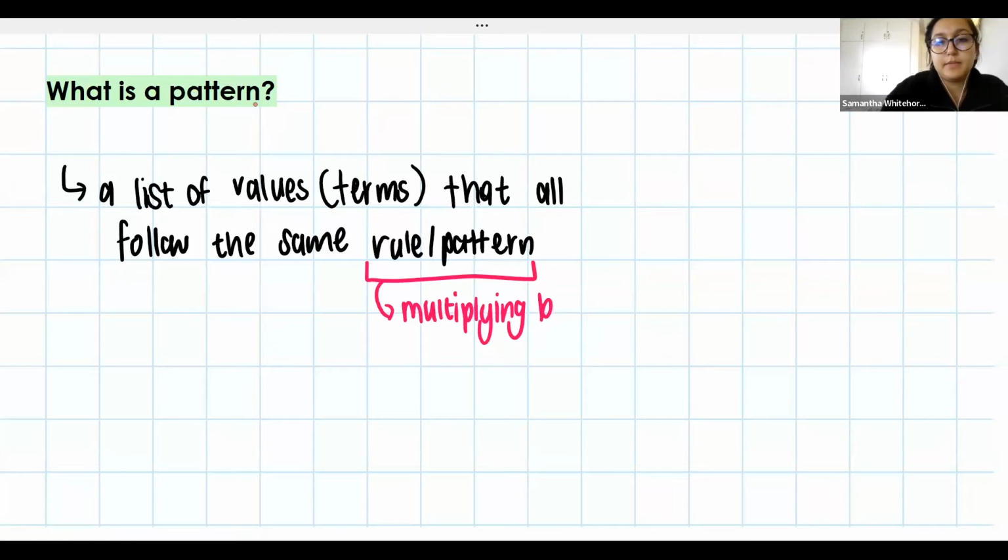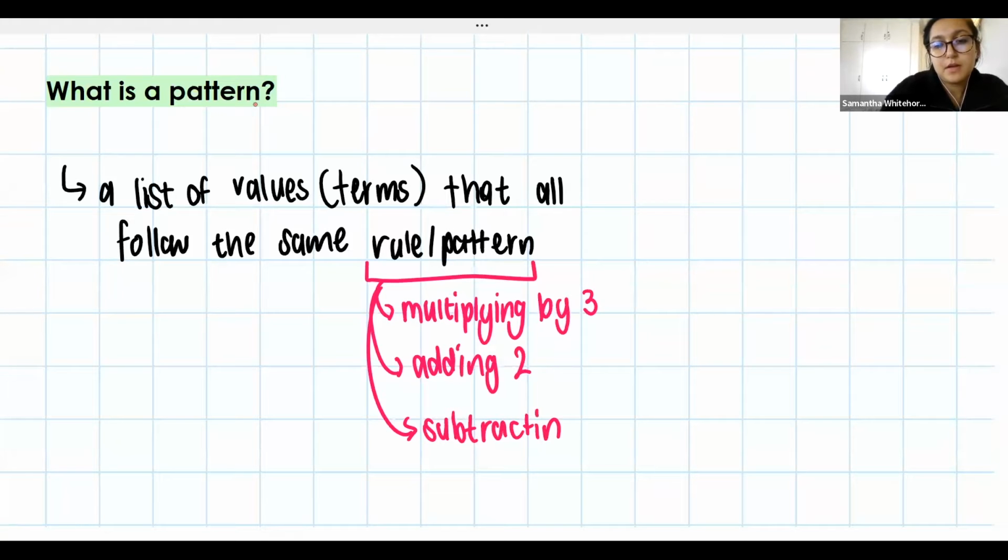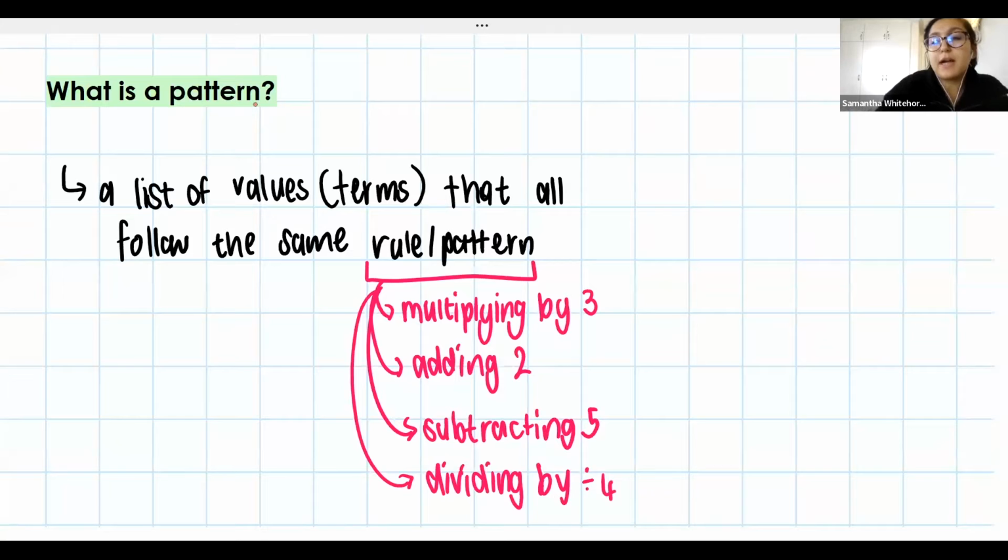Oh, I can't spell by. So let's say multiplying by 3. This could be adding 2 each time. This could be subtracting 5 each time. This could be dividing by 4 each time. But as long as we're doing the same thing consistently, we have got a number pattern. We are applying the same rule every single time to get from one term to the next.